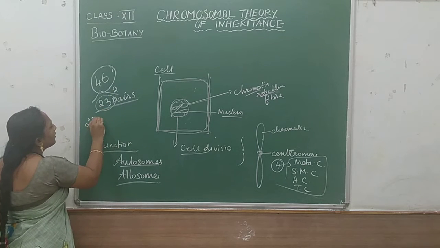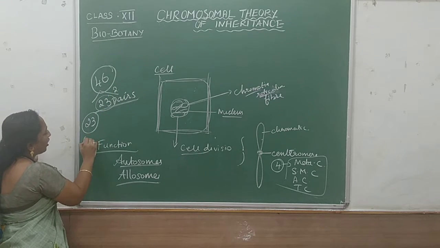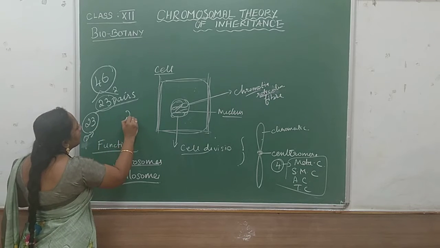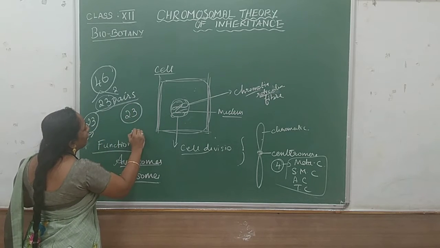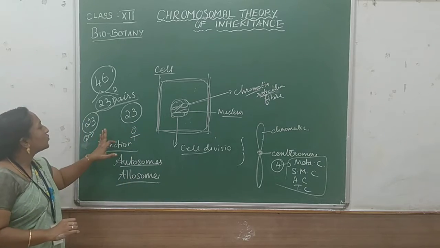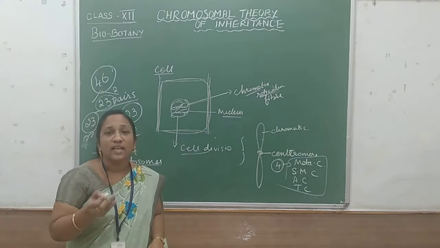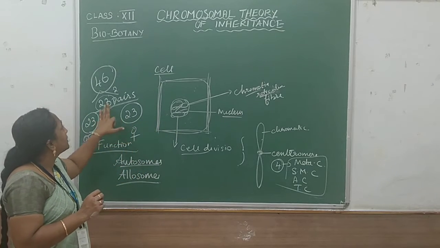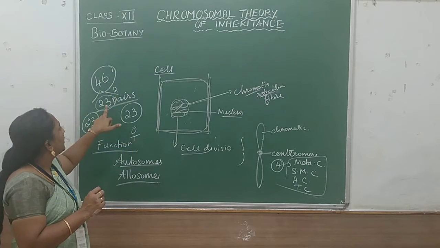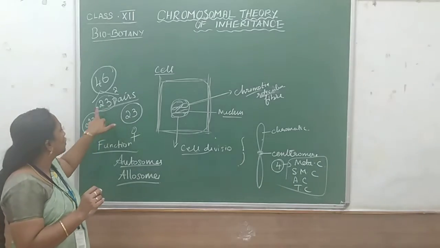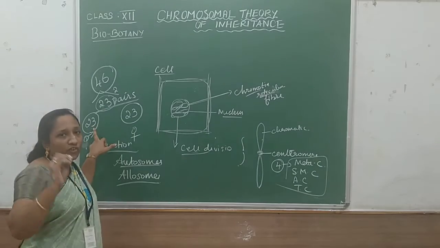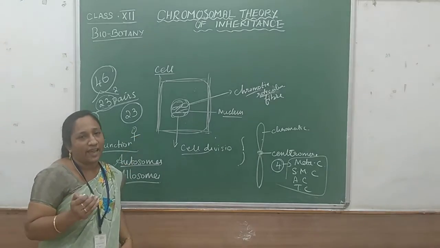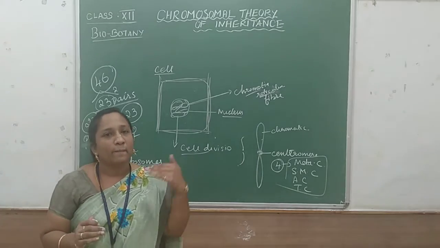One set of 23 arrives from the father, and the other set of 23 arrives from the mother. Hence we get both father's and mother's genes in our cells. Each cell consists of 46 chromosomes, that is 23 pairs, with 23 chromosomes from the father and 23 from the mother. Hence we have the characteristic features of both father and mother.